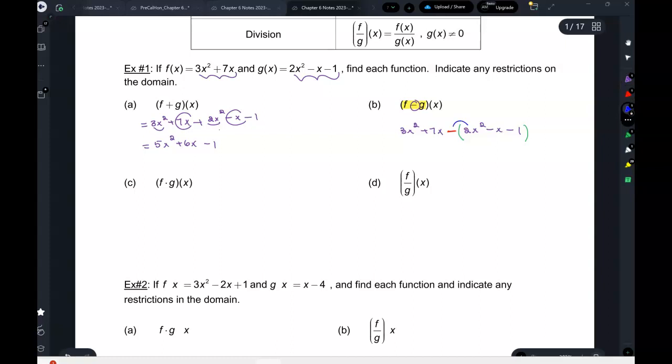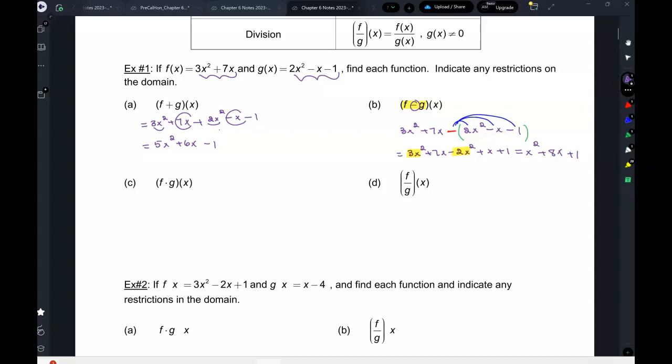Now we're going to distribute this over, just like we did in the last chapter test. So this is going to be 3x squared plus 7x minus 2x squared plus x plus 1. So let's see here. 3x squared minus 2x squared is 1x squared. 7x plus x is plus 8x, plus 1. Okay, questions? Okay, let's do the next one.